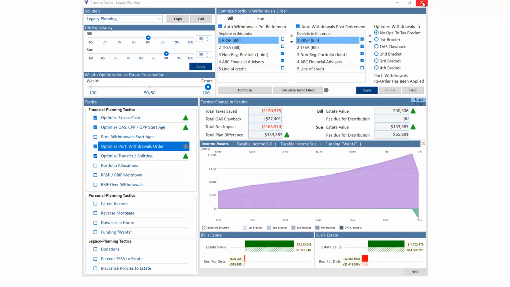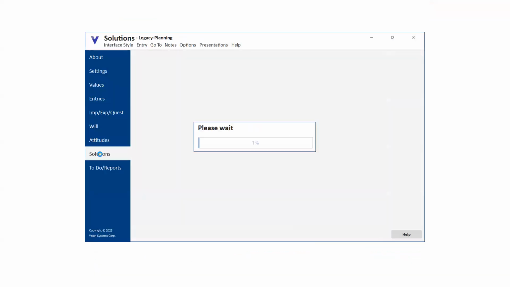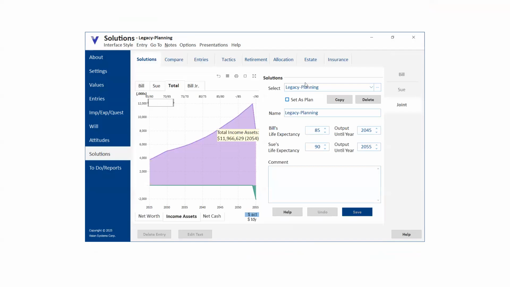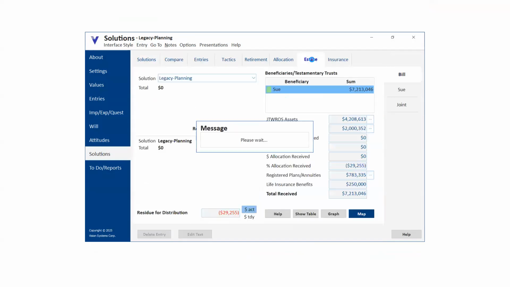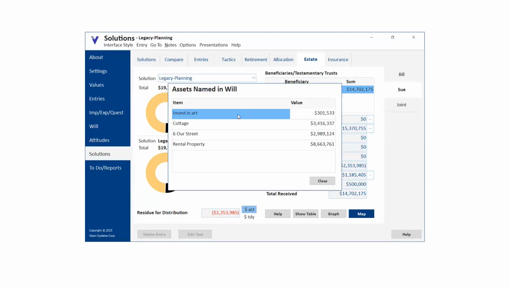So just to kind of complete the picture for you so you can see why this is happening, I'm going to go to the solutions page and bring up the estate tab. And you can see for Sue that Bill Jr. is the sole beneficiary of all the assets, which includes some art, the cottage on which there'll be a significant capital gain, and the rental property that they have on which there'll be a significant capital gain, plus CCA recapture.